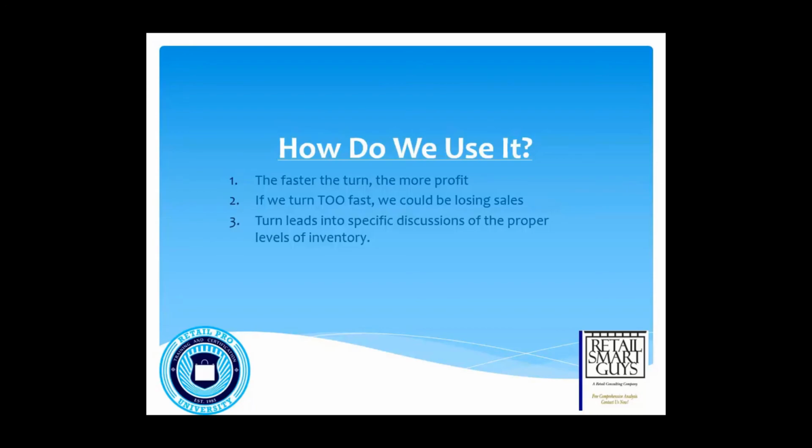And so one of the things I don't want to do, certainly, is disappoint the customer. Have them come in, they think I've got this great denim inventory, but I don't have their size. I'm out of it. I'm done. If I'm turning too fast, I could disappoint them and lose them on a long-term basis. And turn often leads into specific discussions about what should the right level of inventory be.